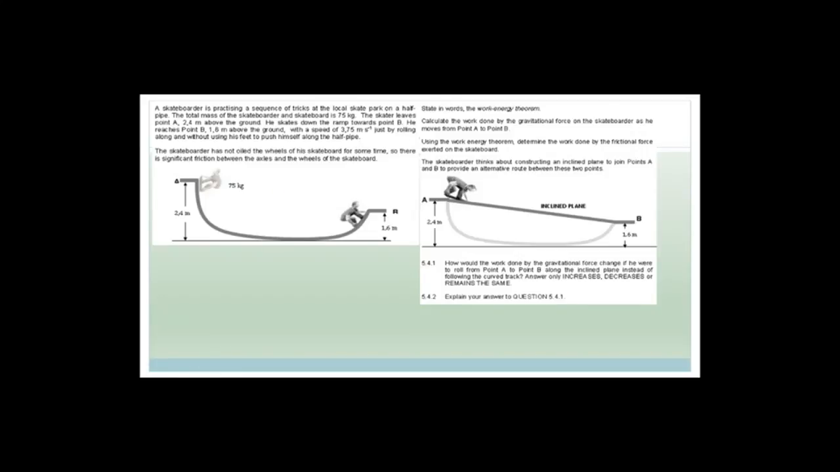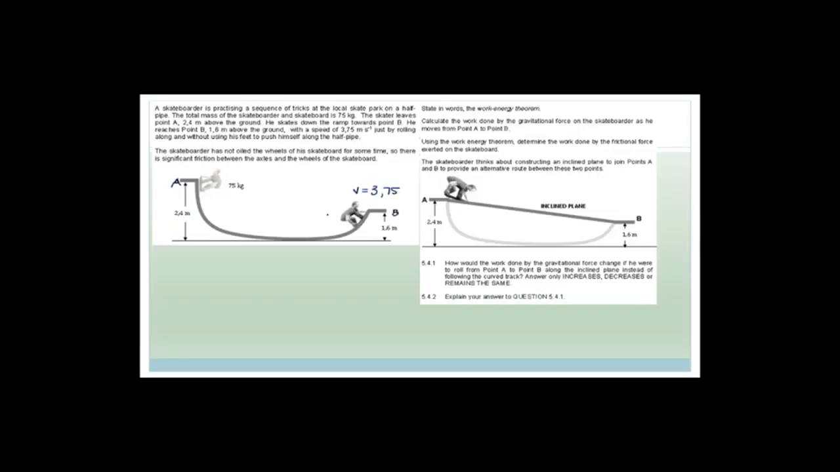The skater leaves point A 2.4 meters above the ground. He skates down the ramp toward point B. This is point B, in case you didn't realize, and that's point A. I don't know why it's got cut off. They are saying that he reaches point B, which is 1.6 meters high, with a speed of 3.75 meters per second, just by rolling along without using his feet.